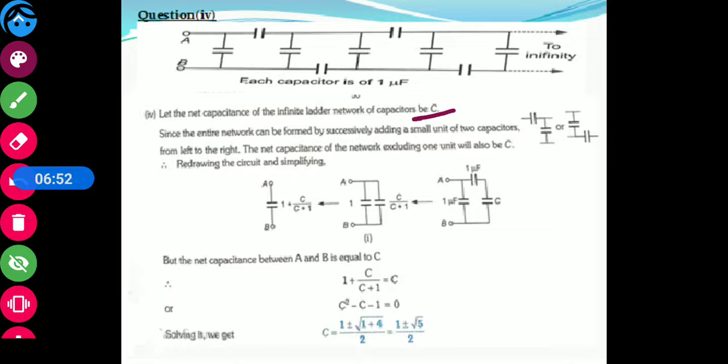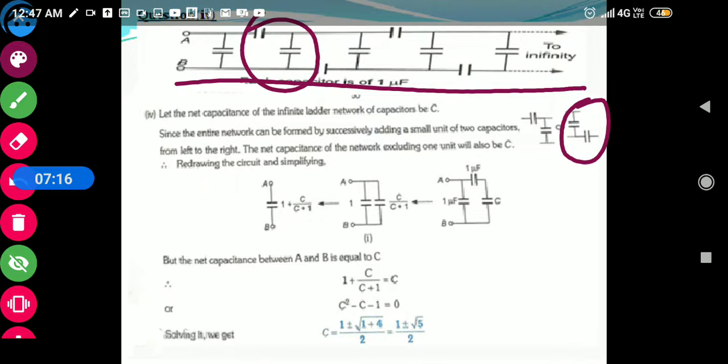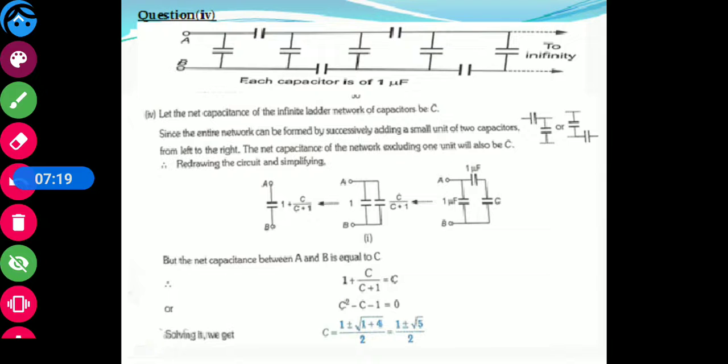Since the entire network can be formed by successively adding a small unit of two capacitors, that is either by these two or by these two, which means in this diagram, if you look carefully, this series is formed by adding either of these pairs. So we can say that this infinite network can be formed by successively adding a small unit of two capacitors from left to right.